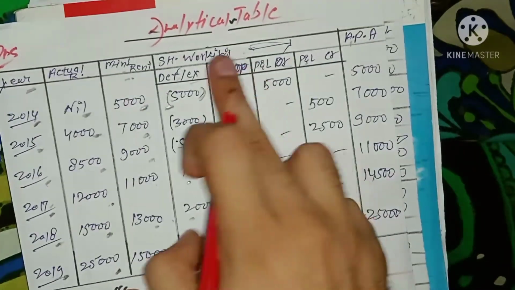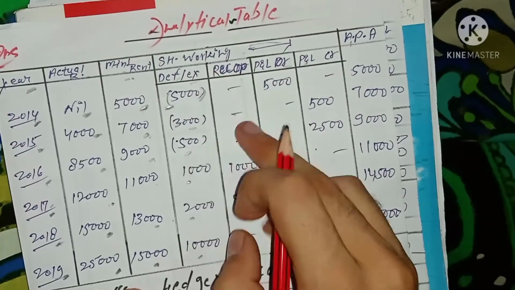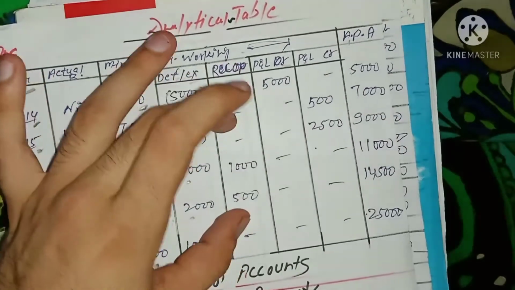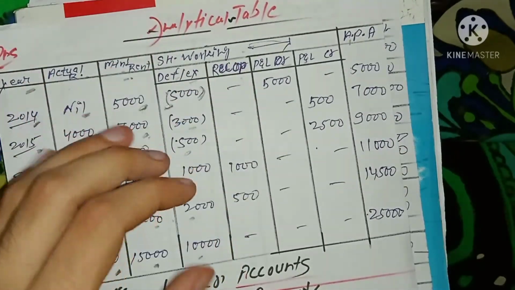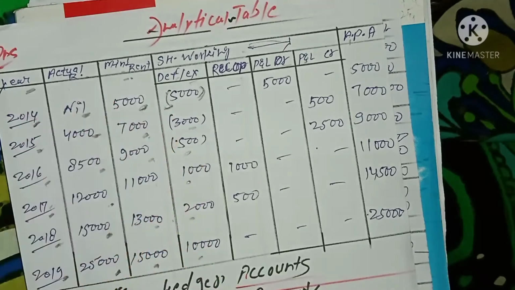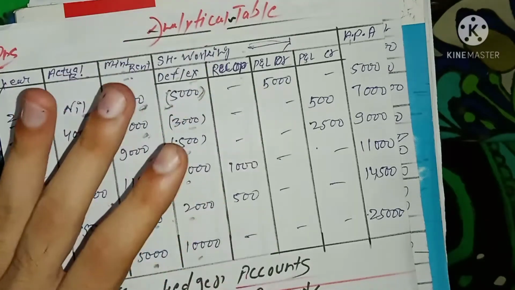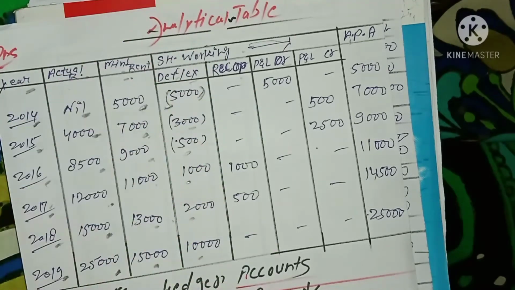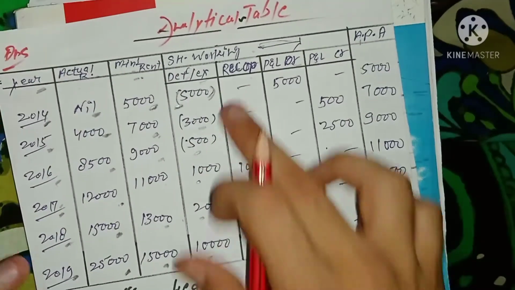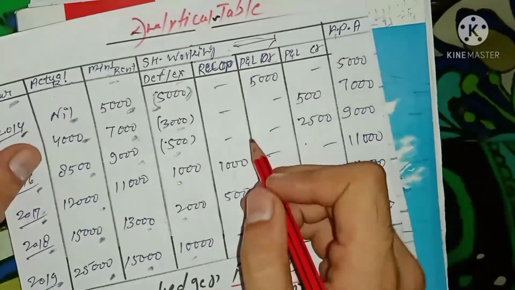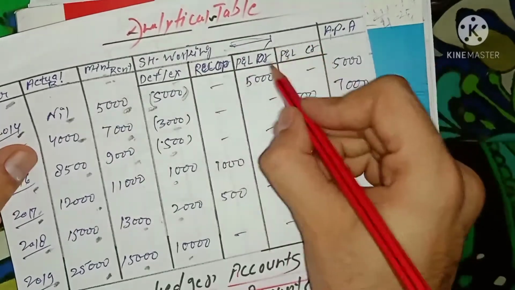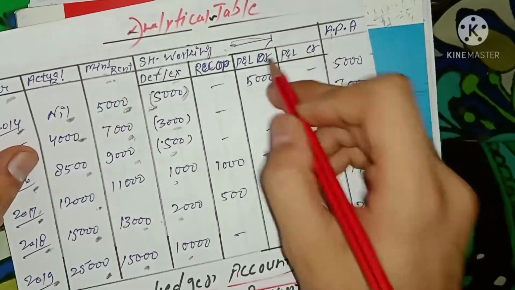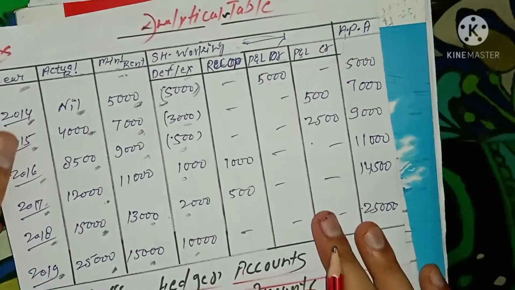Now, the recoupment amount column: I already mentioned the meaning of recoupment. You simply have to recoup the short working amount as per the terms and conditions mentioned in the question regarding the recoupment, like 2 years or 3 years. I already mentioned in my previous video how to figure out the recoupment.